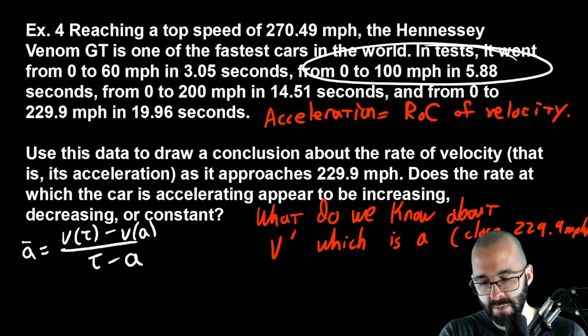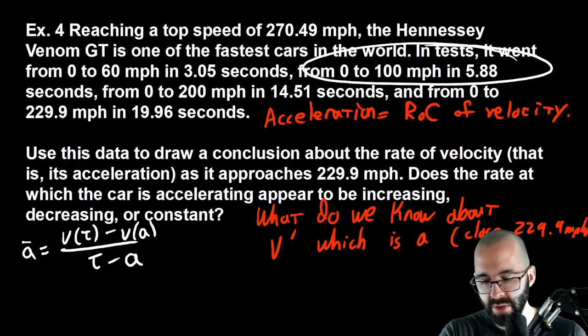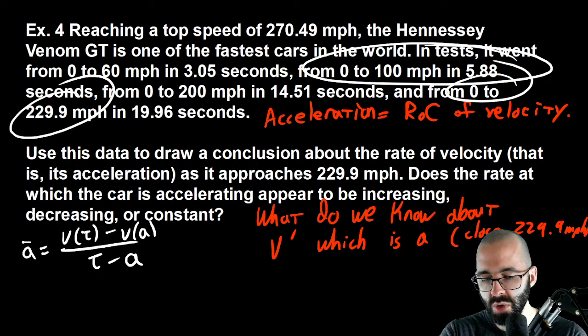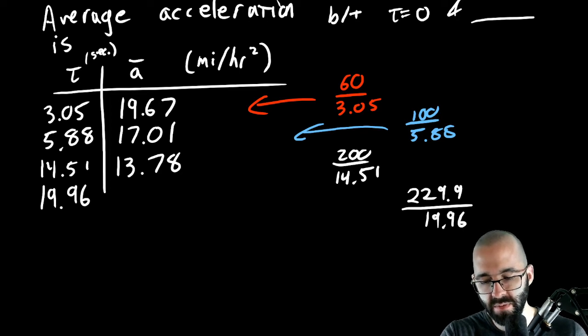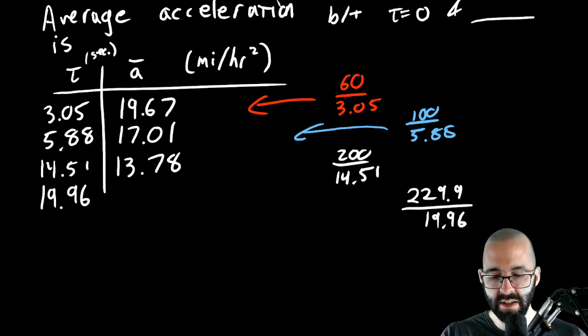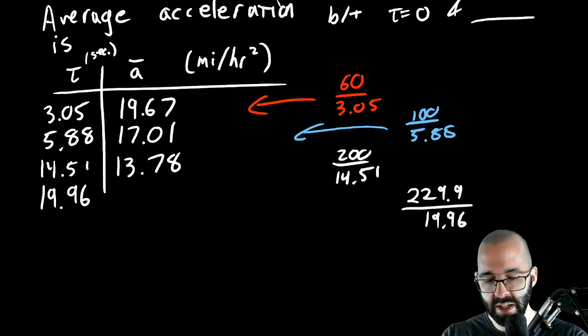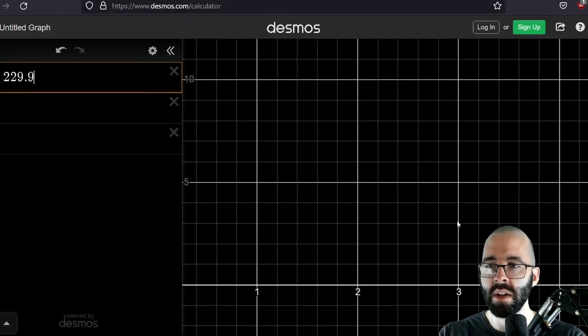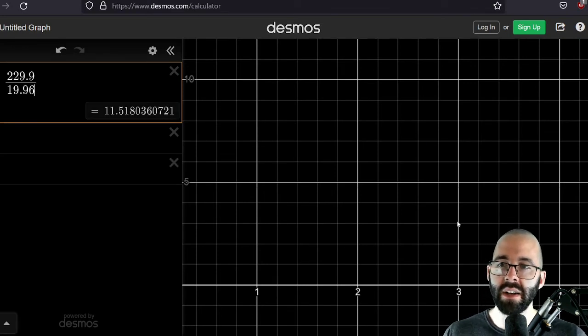And let's do one more piece. In 19.96 seconds, what's the change in velocity? 229.9 miles an hour. What's that average rate of change of the acceleration, rather? 229.9 divided by 19.96 is 11.52.